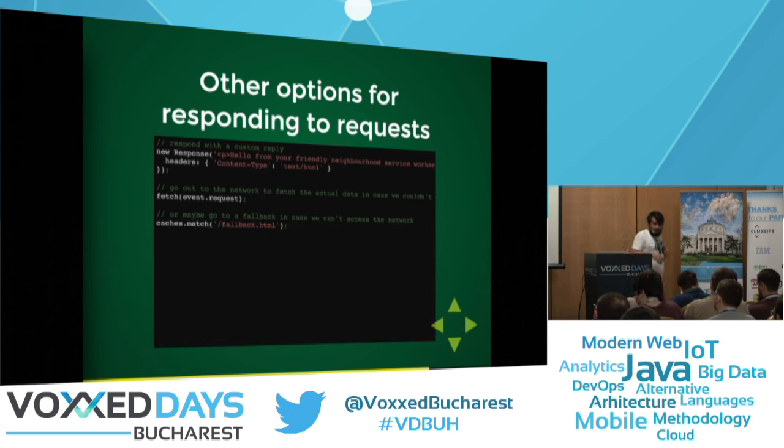Okay. You can also do a fetch call. A fetch call basically goes out to the network and actually does the request. And of course, you can match a fallback URL. So in case you're offline, and the user made an AJAX request, and you can't show it, you can basically reply with a fallback.